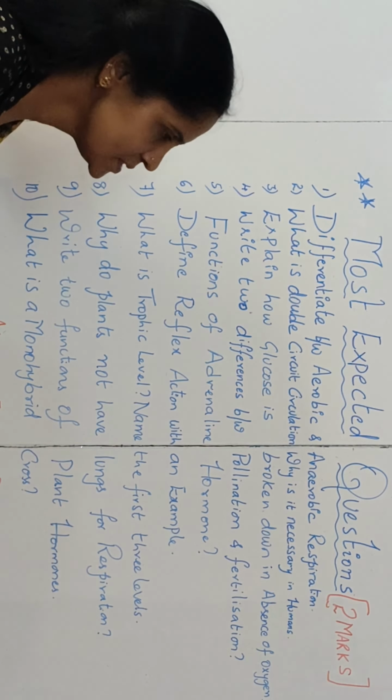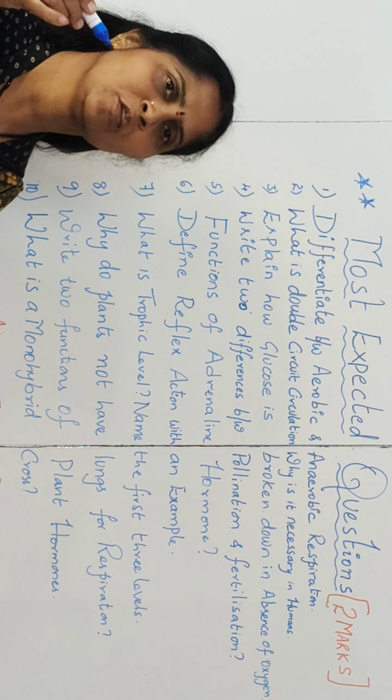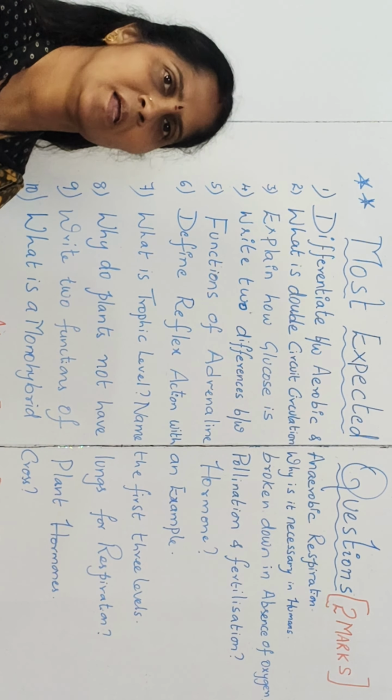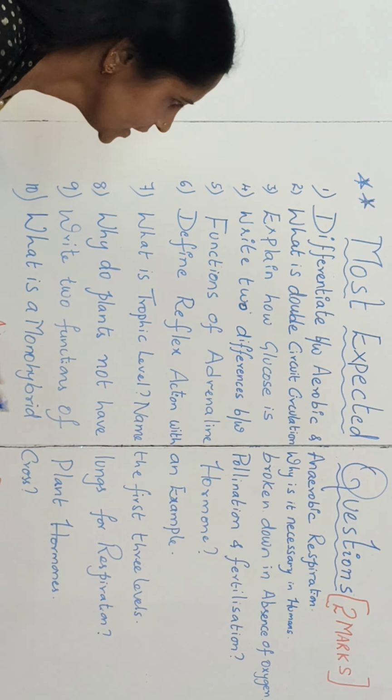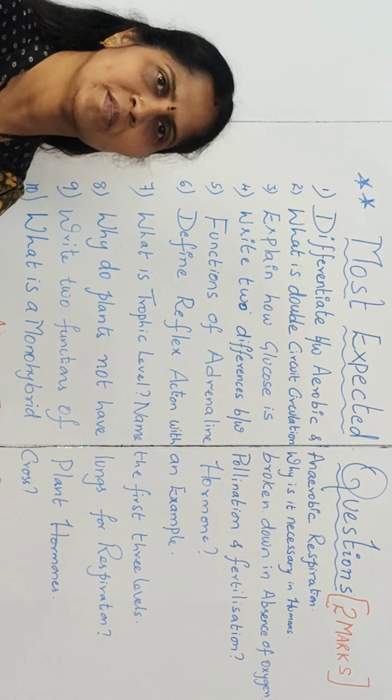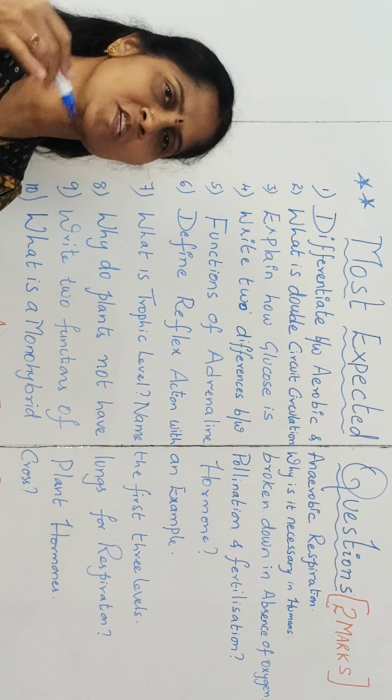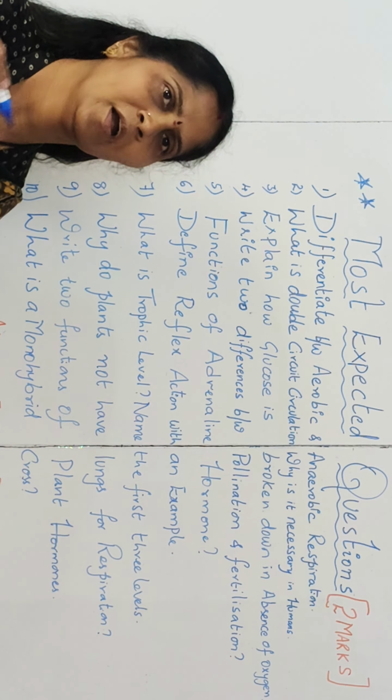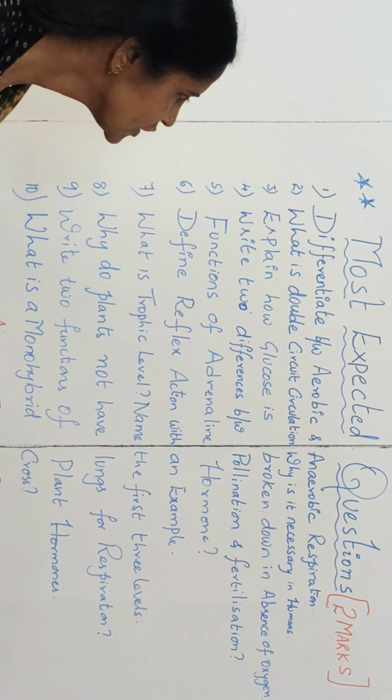Next, coming to what is double circuit circulation. Circulation of blood through the heart twice in one complete cycle is double circuit circulation. Why is it necessary in humans? To separate the oxygenated and deoxygenated blood and also for efficient supply of oxygen.